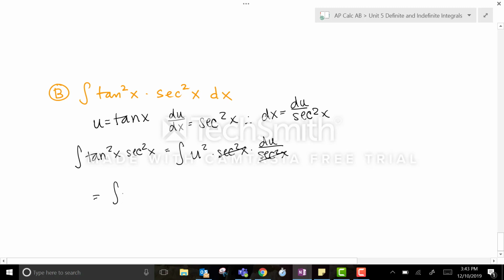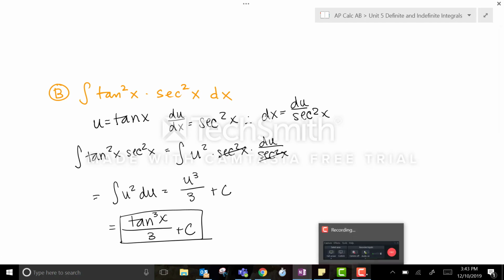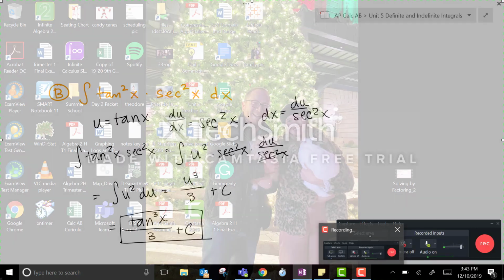I now get that this is the integration of u squared du, which is the same thing. If I integrate that, u cubed over 3 plus c. Now I already took that tangent out, and I said that that tangent was the u value. So when I sub back in, I get tangent cubed of x over 3 plus c. And we are finished. Work on some of those practice problems if you like, but we will have time to work on practice problems in class.